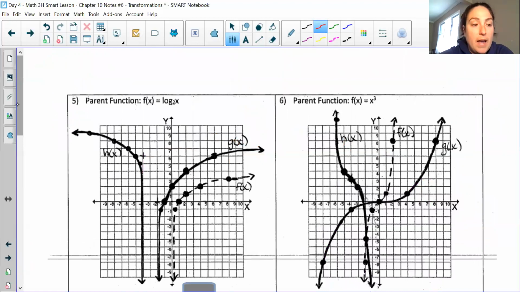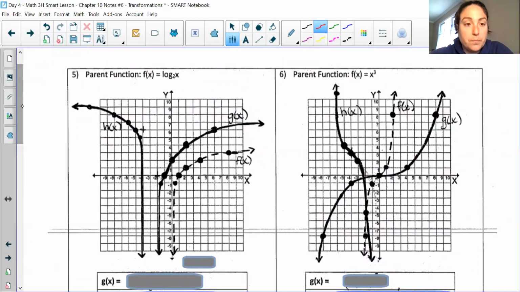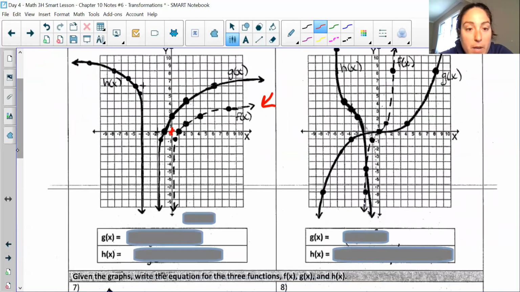All right, example number 5. Parent function f of x equals log base 2 of x. So we have our parent function here. So again, the key thing to do is see where our axes shift to. So for g of x, it appears that our axes shifted here. So it looks like there is no vertical shift, but there is a horizontal shift, left one.